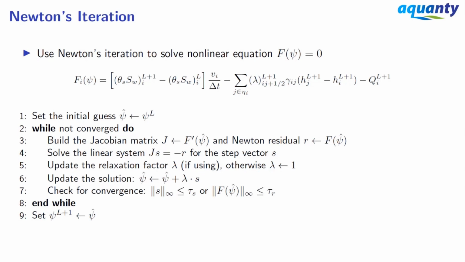So at each iteration, we have to build a Jacobian matrix and define the Newton residual. We have to solve the linear system for the Newton step vector. If we're using a relaxation factor other than 1, then we have to update that. And then we can compute an updated solution and then check if we've satisfied our convergence criteria. So now I'm going to talk about each of these steps in more detail.